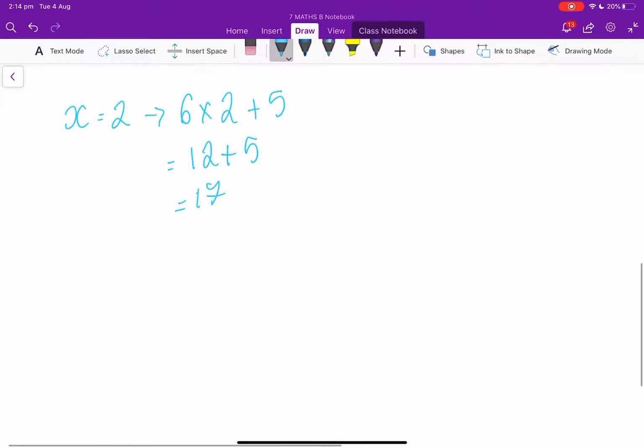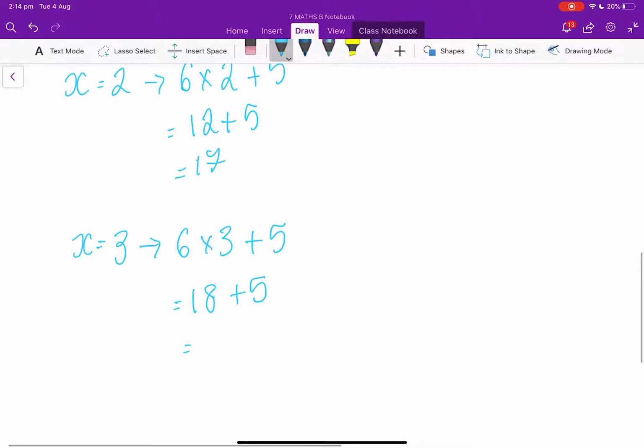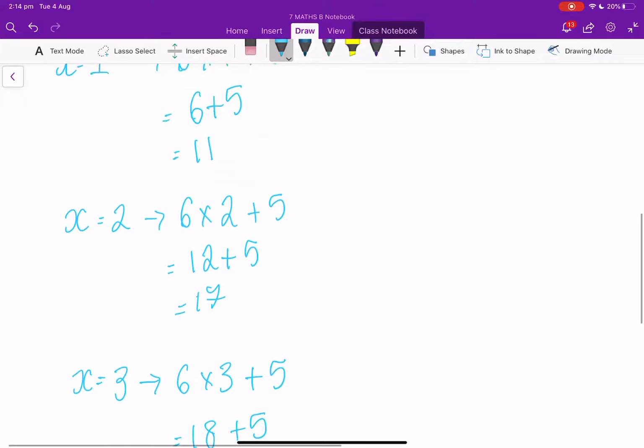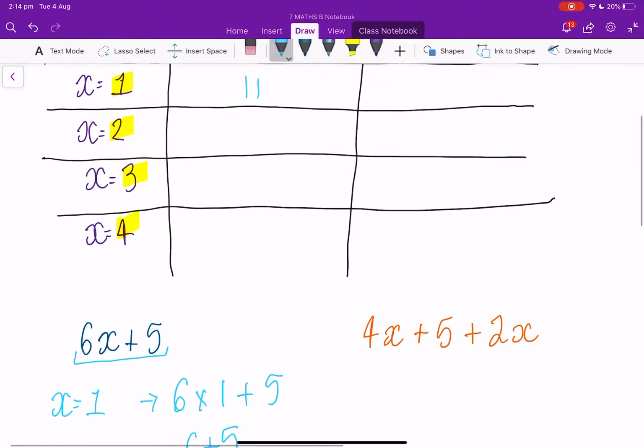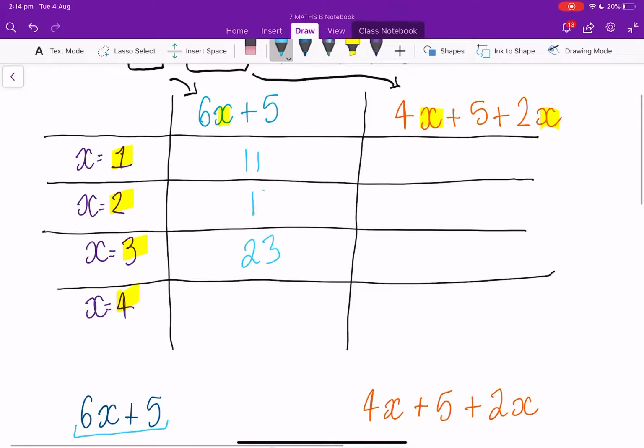When x equals 3. Six times 3 plus 5. 6 times 3 is 18. When I plus 5, I'm going to get 23. I'm going to put 23 up here. I should have also put when x equals 2, my answer is 17. So that's why that's going there.